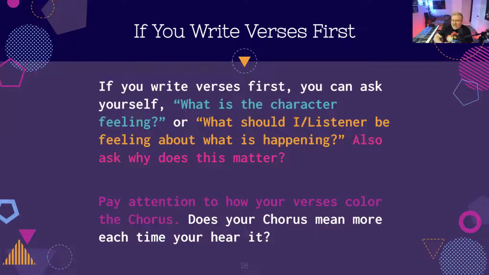And pay attention to how your verses are coloring or setting up the chorus. Does the chorus mean something more each time you hear it? Or are you just basically repeating the same information from verse 1 to verse 2? We talked about recoloring with verses in the verse workshop, so if you missed that, you can go back and watch that. But pay attention to whether your transition from each verse makes sense as it goes into the chorus, or checking your seams.